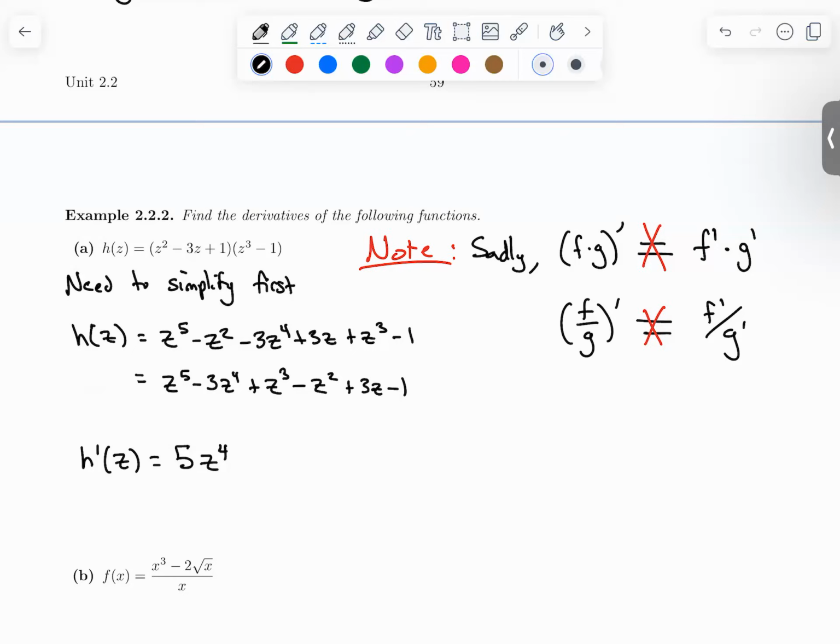So 5z to the 4th minus 12z to the 3rd plus 3z squared minus 2z plus 3, and then minus 0, but subtracting 0 doesn't do anything.